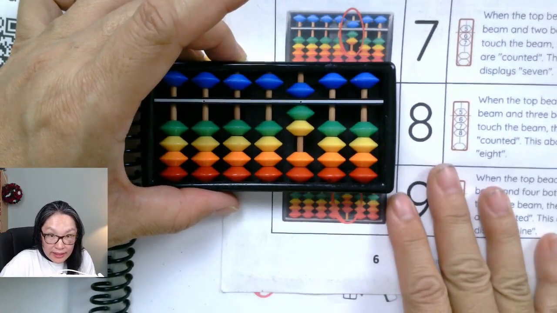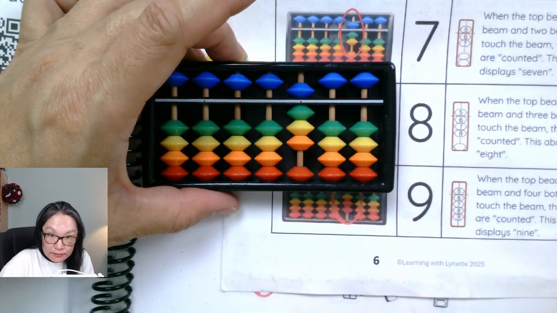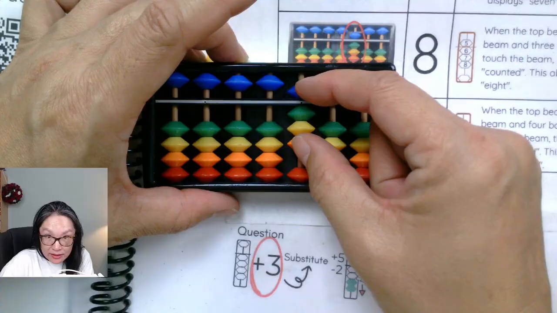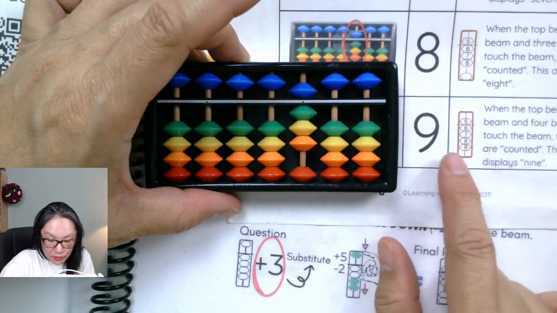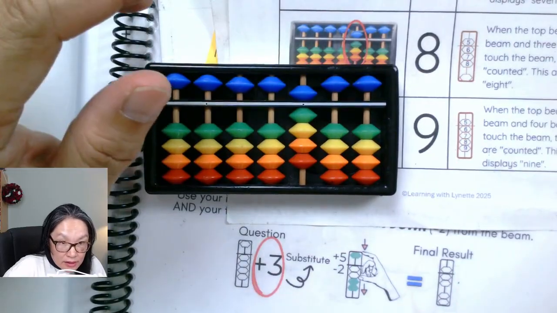And then we do 8. 5, 6, 7, 8. Notice I'm moving the beads, right? So this is not 9. This is still 8. 5, 6, 7, 8. We want to do 9. To make 9, we do that. Does that make sense, Clay?